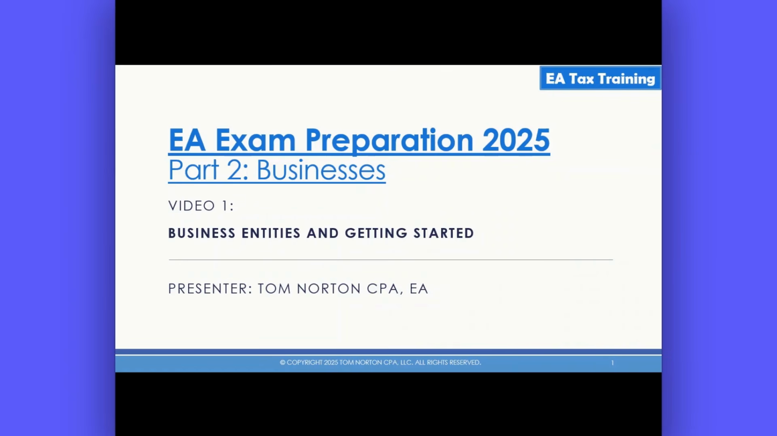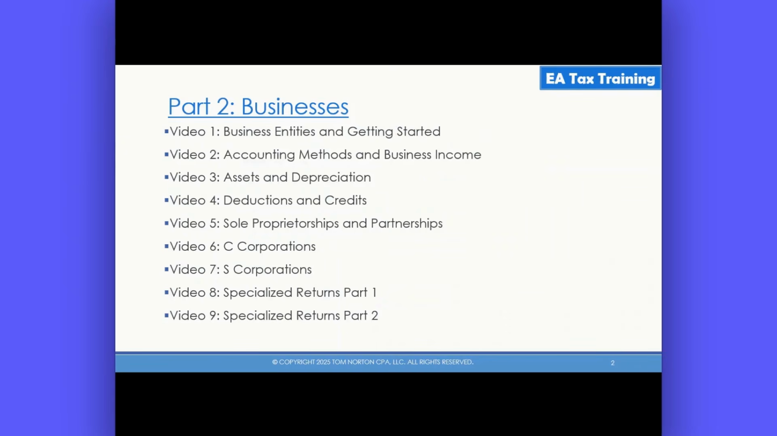Part 2 of the EA exam is all about business taxation. We've got 9 videos for you in part 2. This first video you're watching now is about business entities and getting started. Video 2 is about accounting methods and business income. In video 3, we'll talk about assets and depreciation.